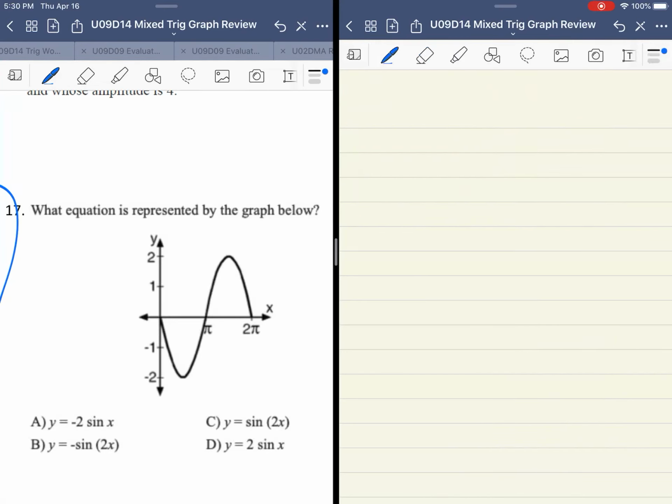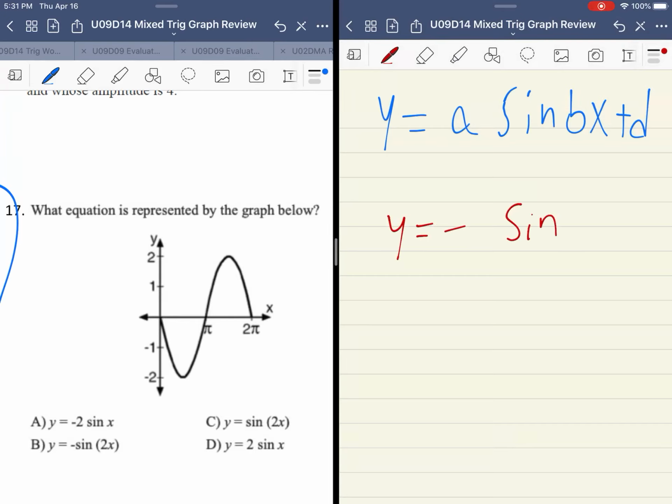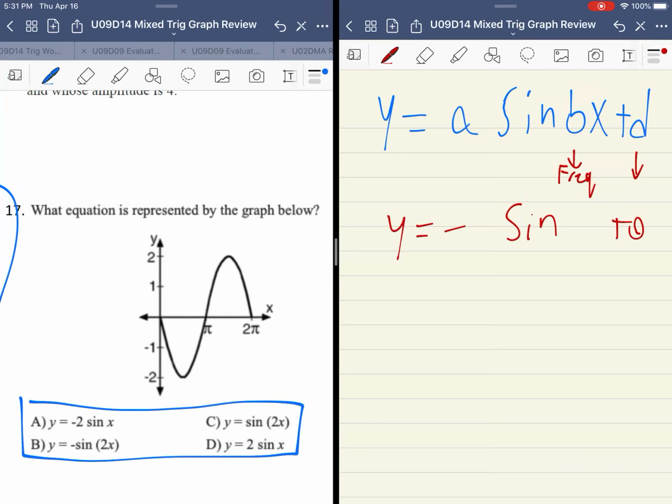All right, so looking at that graph, we know we're using a sine curve, so it's y equals a sine of bx plus d, and in this case the graph starts going down, so we know we have a negative a value. We don't know what the a value is yet, but it's sine. We don't know what the frequency is yet either. Remember, this is the frequency. But we can see in this case that the midline is 0, so it's plus 0. And you'll notice all of the choices have no midline on them, so all of them could be correct based on that, but some of them are not negative.